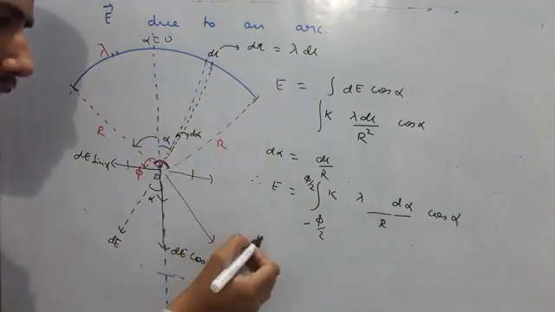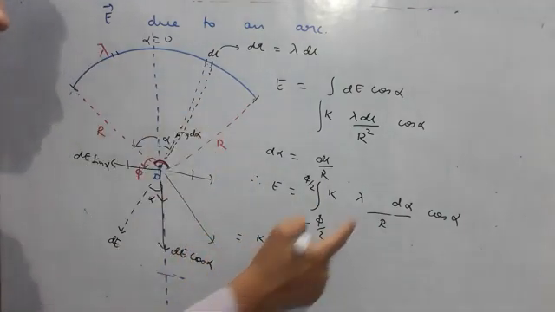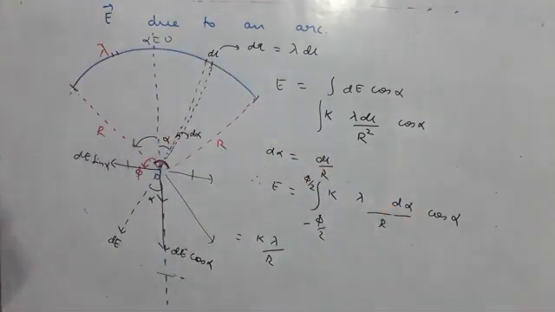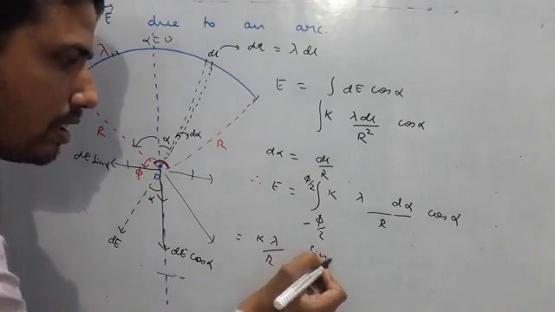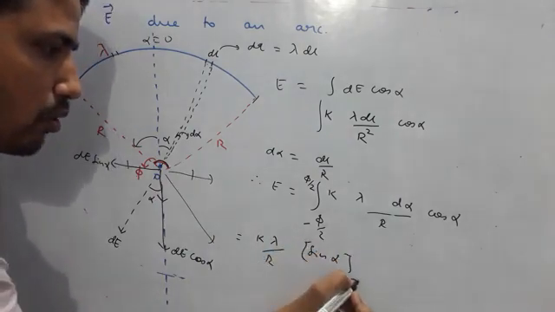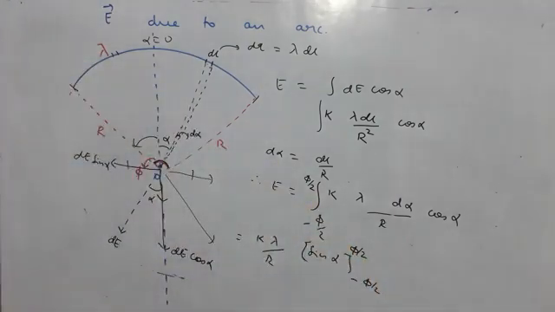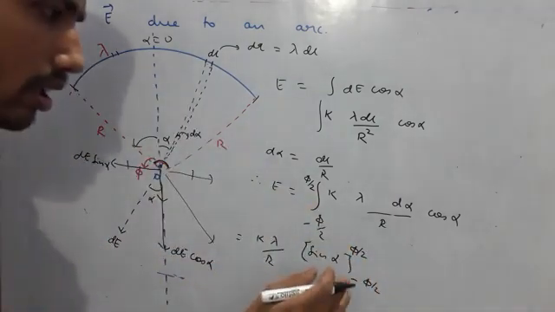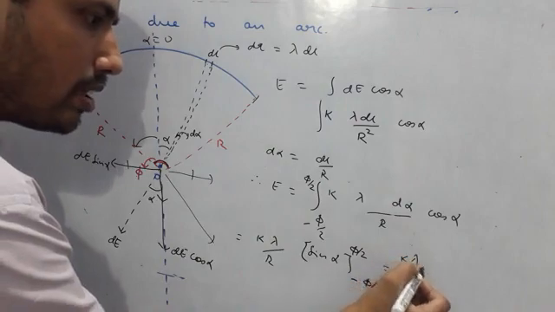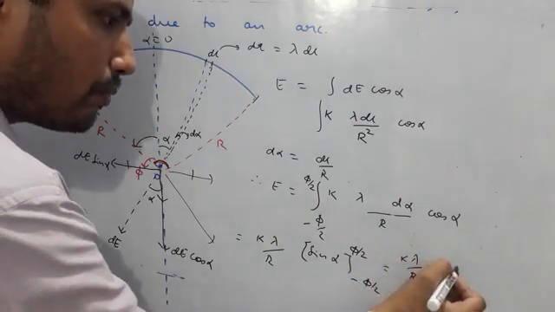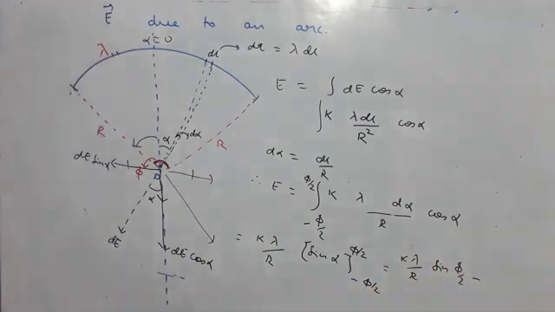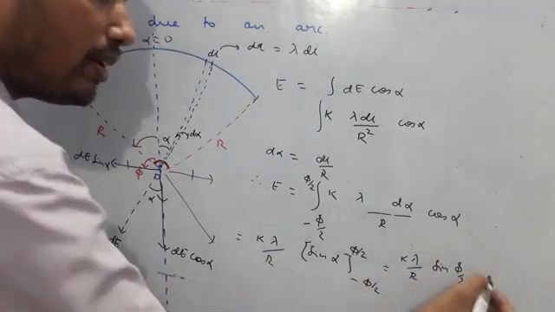So this becomes k lambda r integration of cos alpha d alpha. Now what is the integration of cos alpha? So cos alpha integration is nothing but sin alpha, and the limits will be from minus phi upon 2 to plus phi upon 2. If you put this value, so this becomes k lambda upon r, sin phi by 2 minus sin of minus phi by 2.